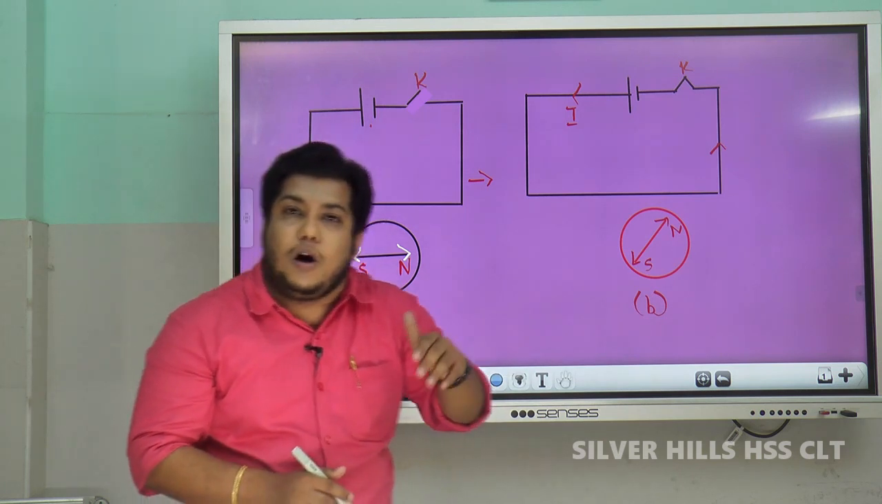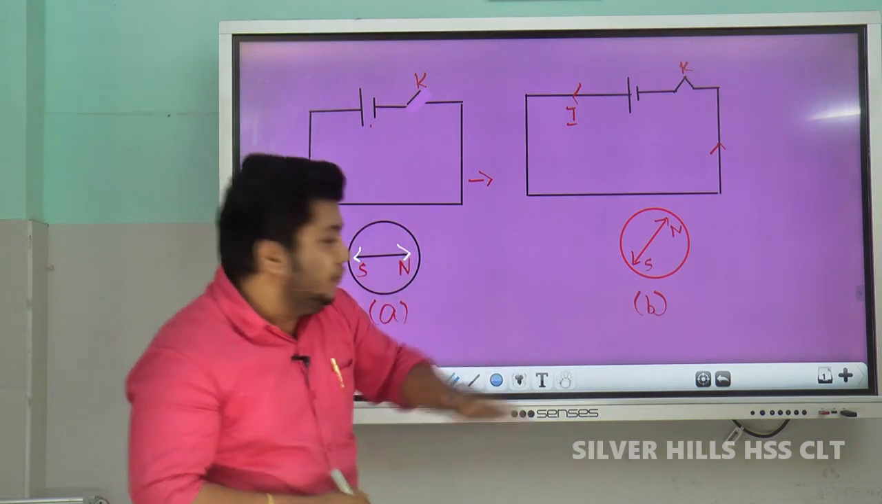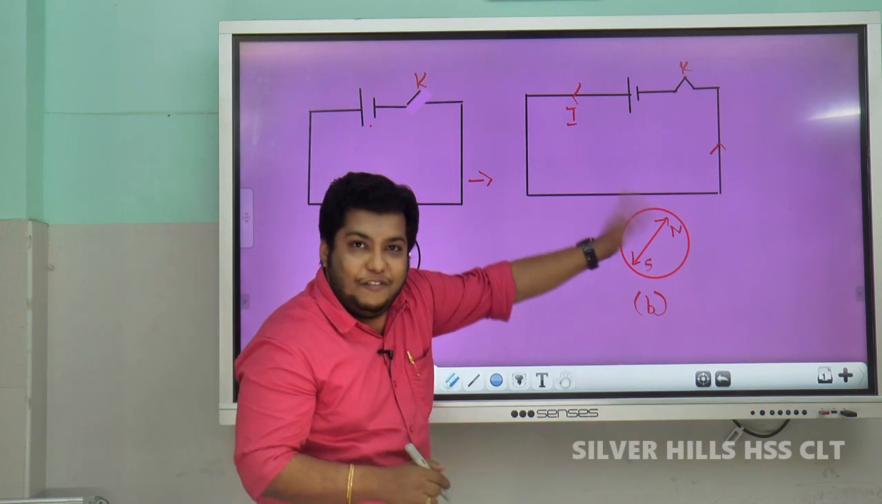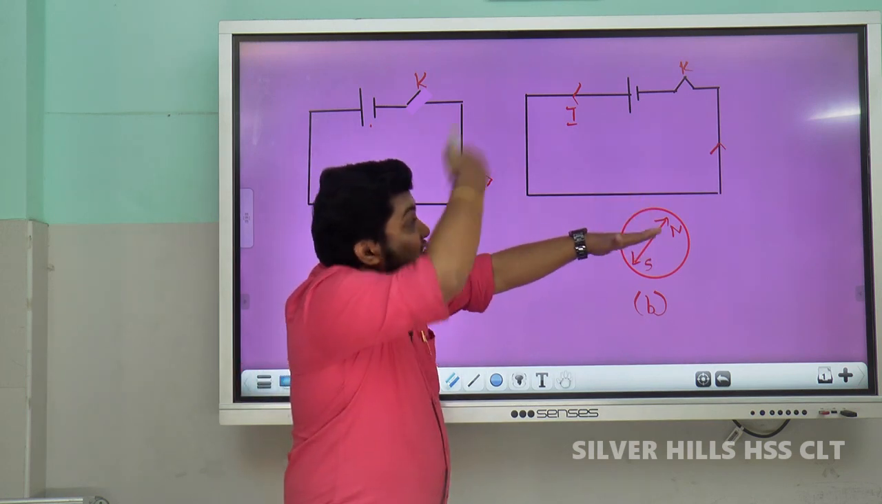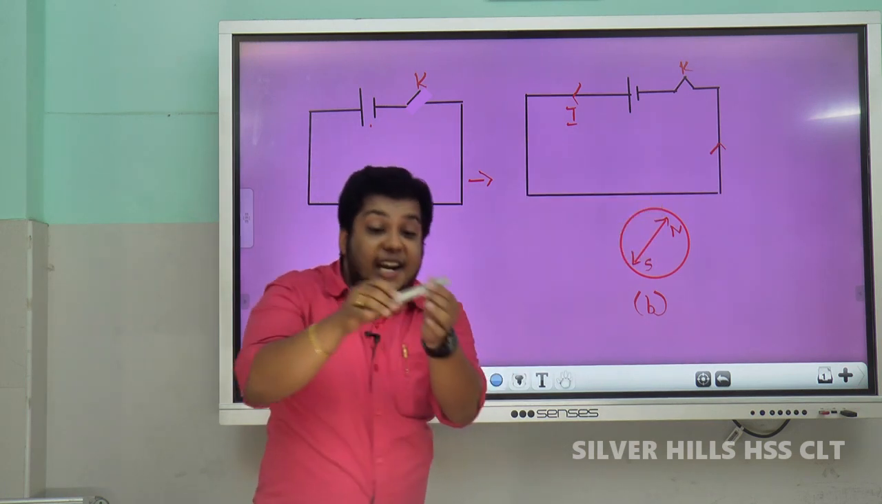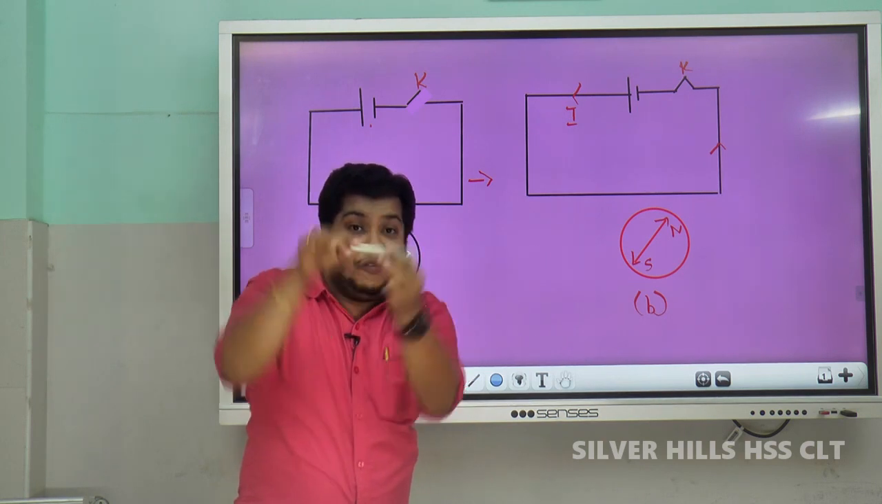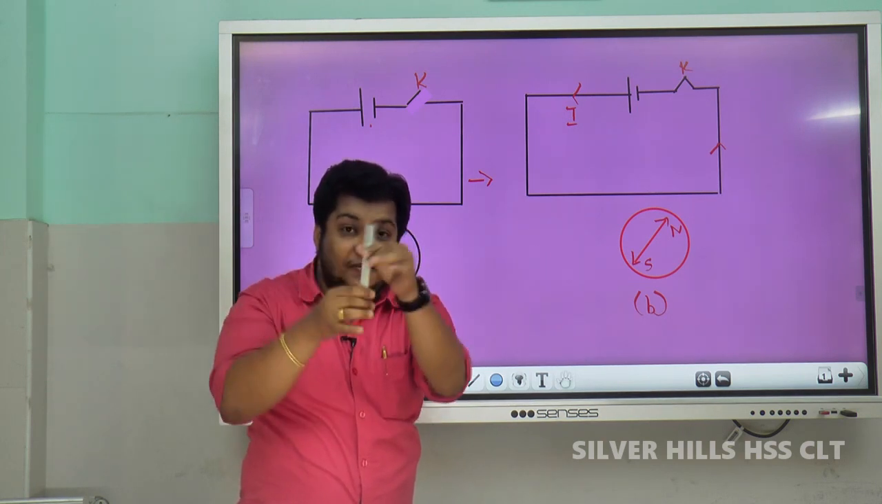Actually, this is not a deflection. This is vibration. When current is flowing through that circuit, the compass needle undergoes vibration like this.